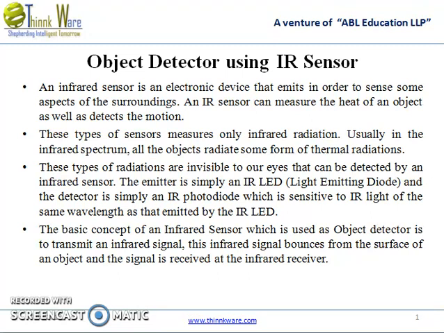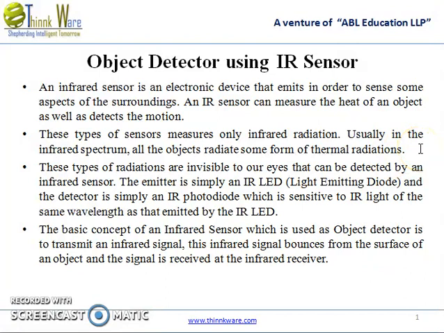Object detector using IR sensor. An infrared sensor is an electronic device that emits infrared radiation in order to sense some object in the surrounding. An IR sensor can measure the heat of an object as well as detect its motion. These types of sensors measure only infrared radiation.